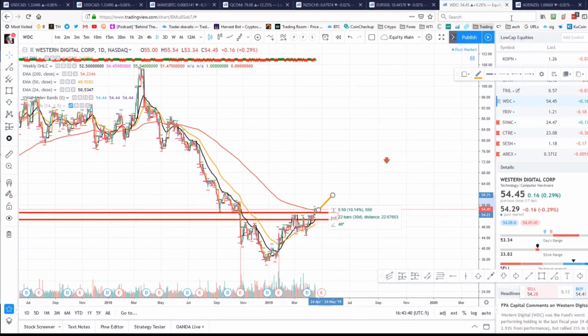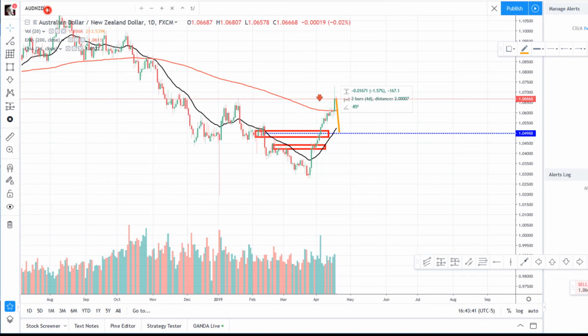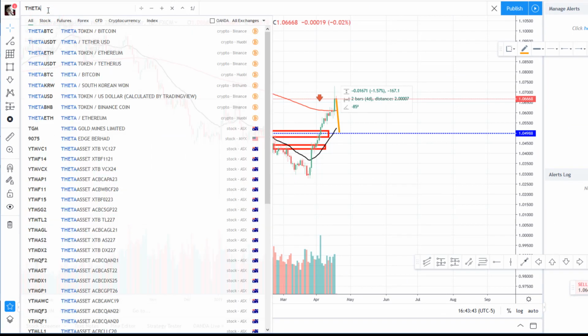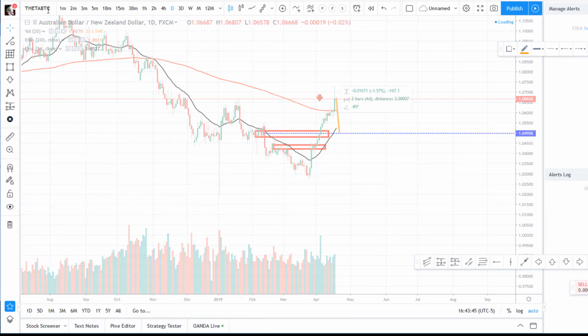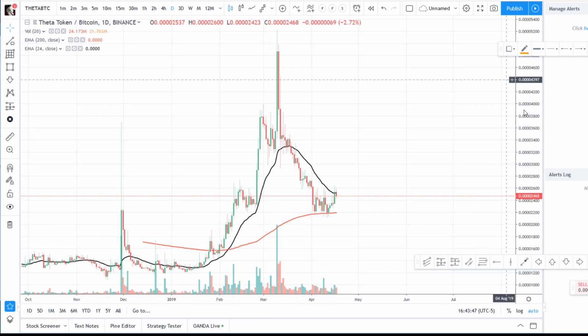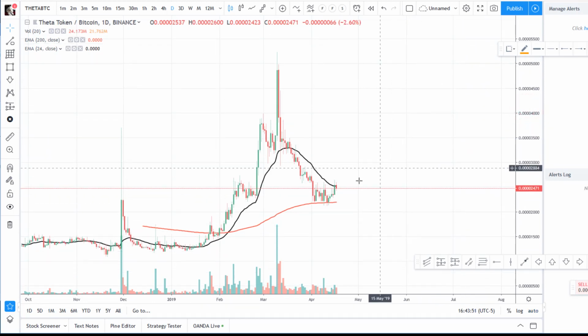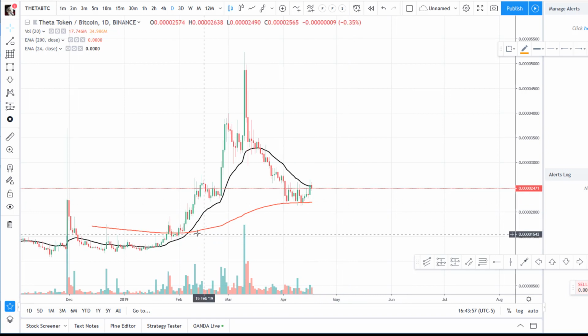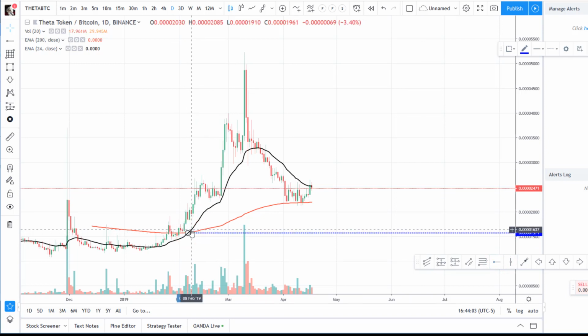So let's end on the crypto trade. Let's just do Theta BTC. I think someone in the Discord group mentioned this today. What I said is that at this point in time, it could remain bullish. If we look at the daily time frame here, the interesting cross, there's not a lot of data here, is way back here.